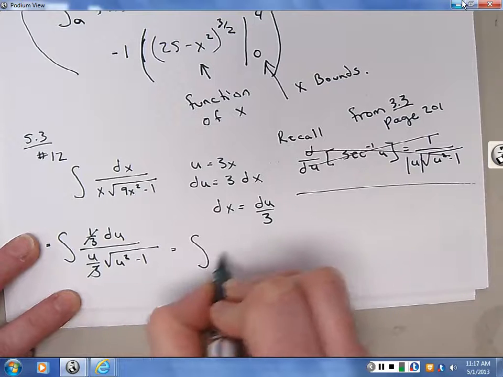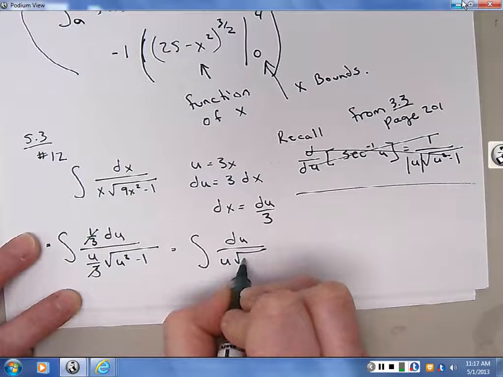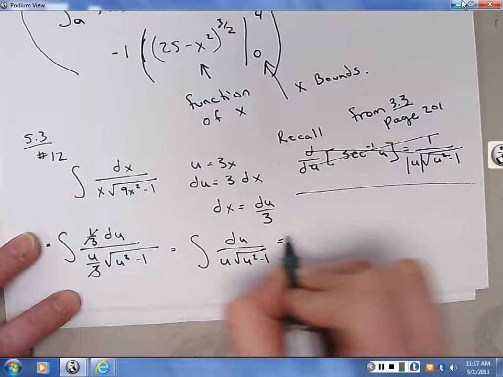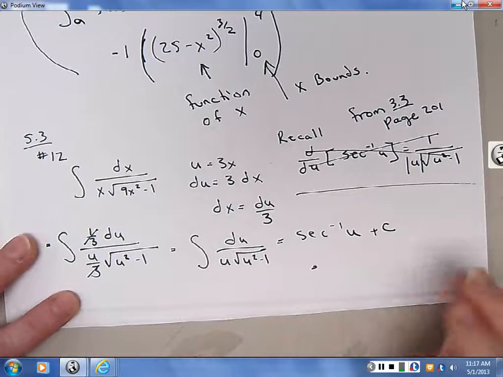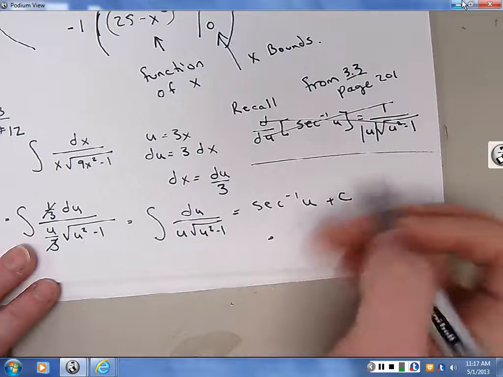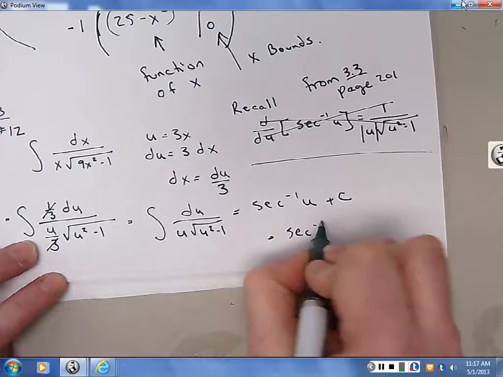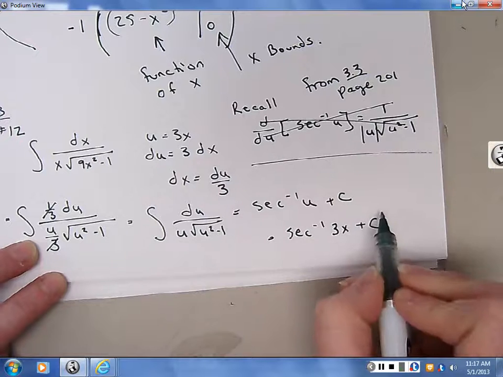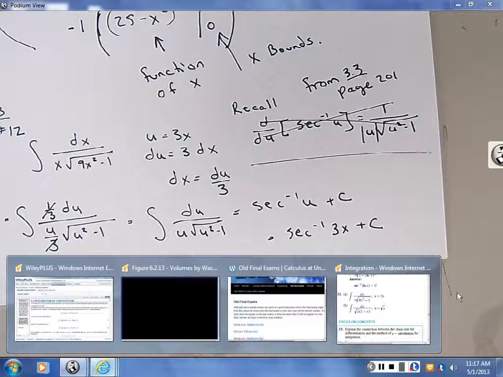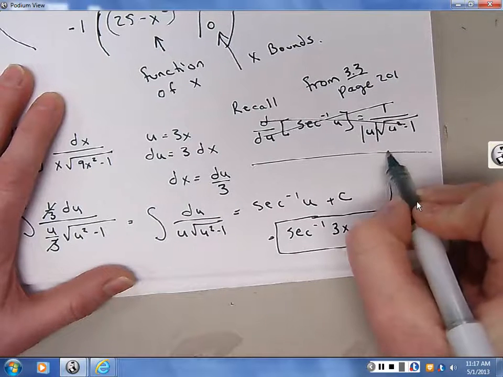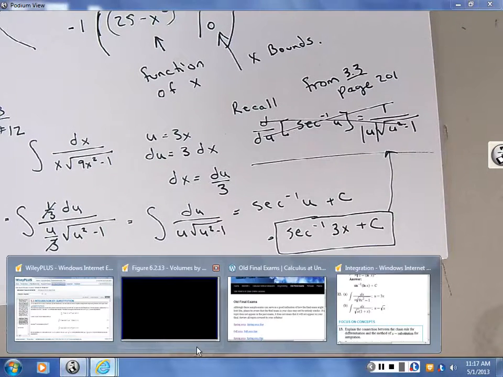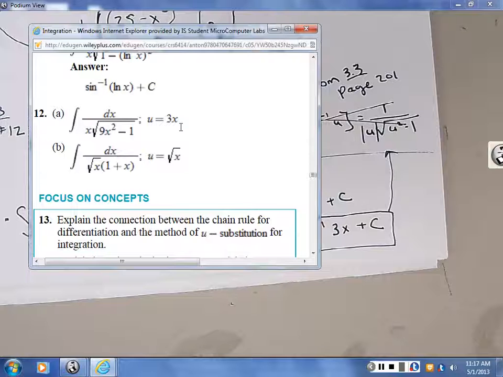Then I'm integrating du divided by u times the square root of u squared minus 1, which by definition is secant inverse of u plus c. If I back substitute, I have secant inverse of 3x plus c. Does this have bounds? No? Okay, good. Is it not the absolute value of 3x? I don't think it's the absolute value of 3x.